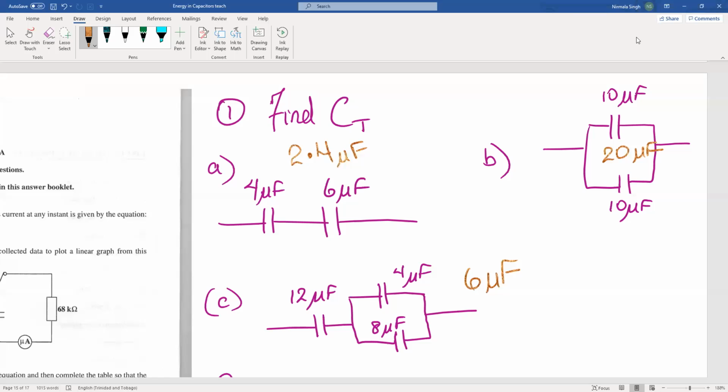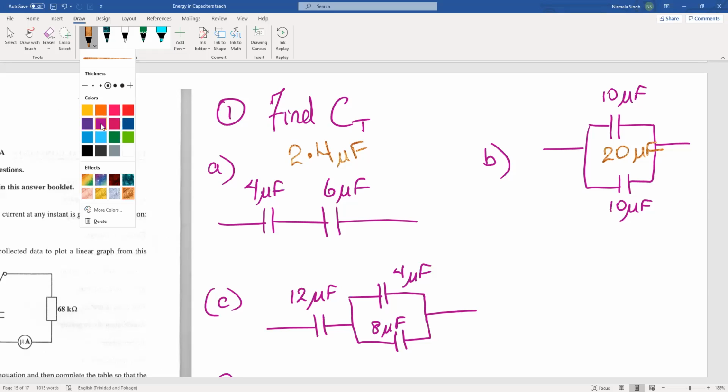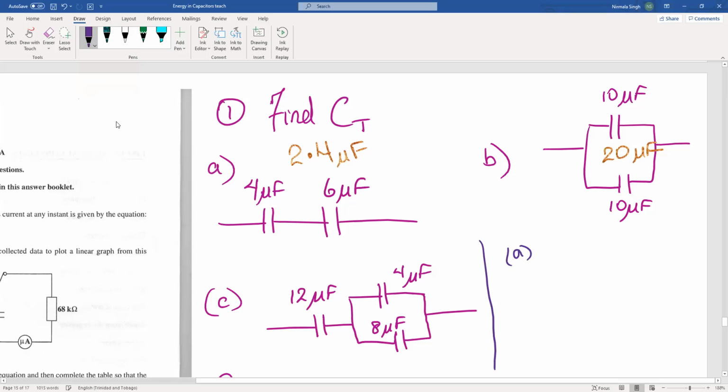So if I wanted to do question 1, where I have my capacitance being 4 microfarads and 6 microfarads. Since we are allowed to use calculators, let me save you all the headache. For part A, we're using our calculator straight. You can do it 2 ways. You can just add the numbers, but I don't suggest that because you can make mistakes.